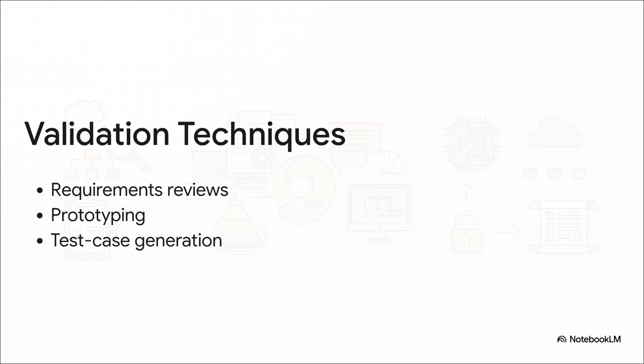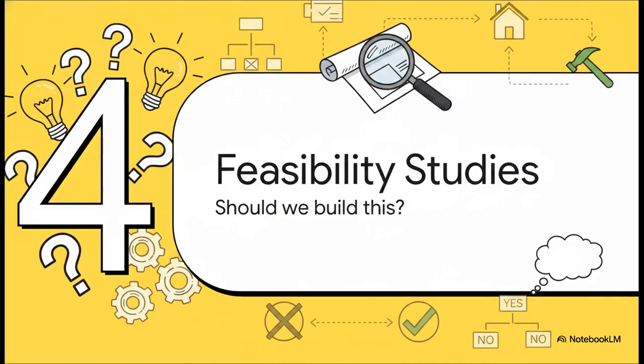See, it's not enough to just write things down. We have to guarantee we're building what the customer genuinely wants. We do this through systematic manual requirements reviews. We build executable prototypes to check functionality early, and we generate test cases to ensure every single requirement is actually testable down the line. Section 4 is all about feasibility studies.